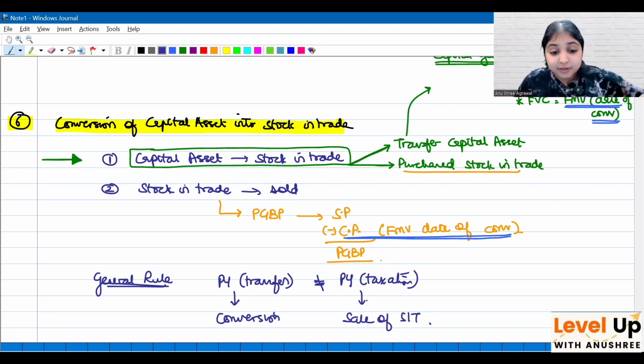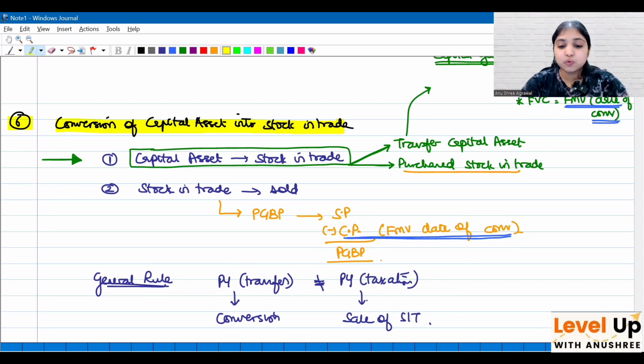Okay, so whenever you convert the capital asset into stock in trade, at that time itself transfer is happening, no doubt. But no need to pay tax now itself. I will wait and see when you are selling the stock in trade. Whenever you sell the stock in trade, that time only you will get the money inflow. That time only you pay tax. So my general rule is that whenever the transfer happens, in that year you pay tax.